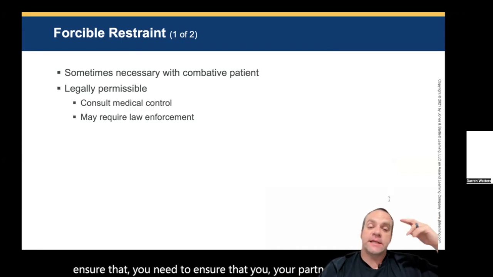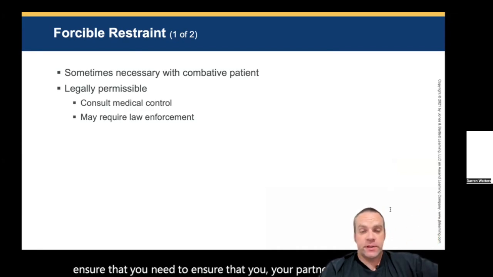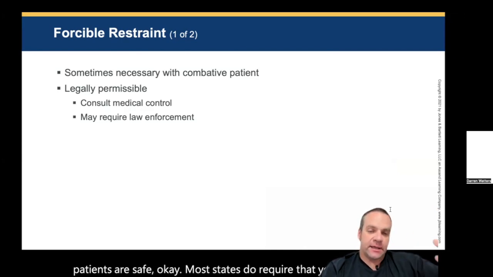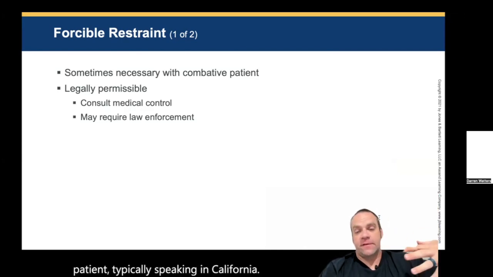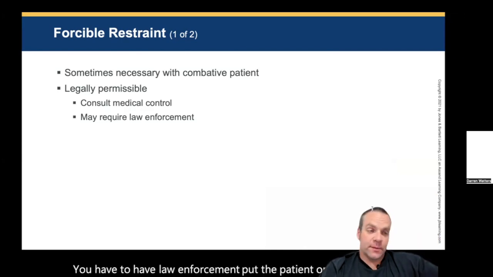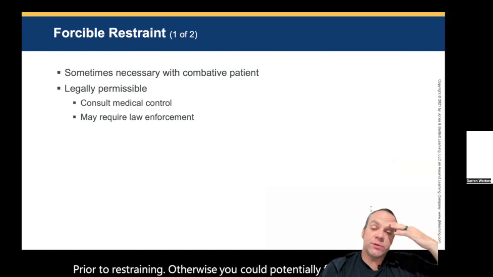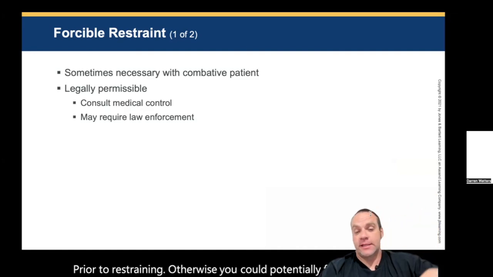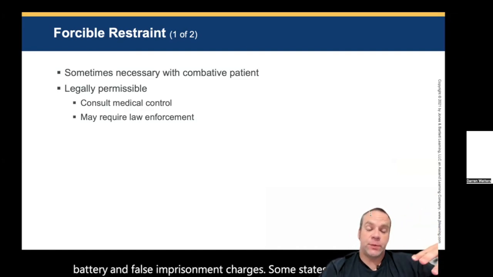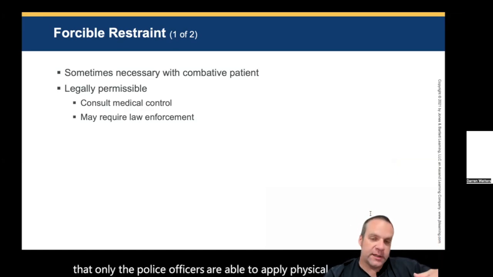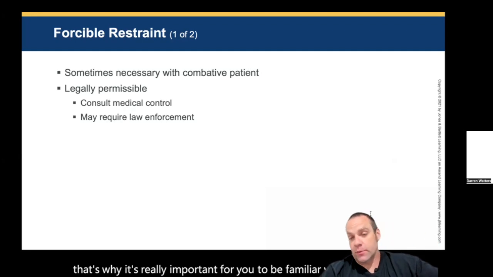Most states do require that you contact medical control or law enforcement before physically restraining a patient. Typically speaking, in California, you have to have law enforcement put the patient on a hold prior to restraining. Otherwise, you could potentially face assault, battery, and false imprisonment charges. Some states require that only police officers are able to apply physical restraints. So it's really important for you to be familiar with your local laws and your agency's protocols.